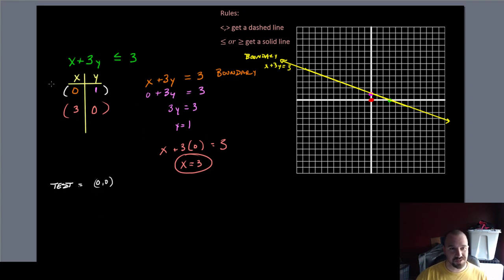All right, so here we go. Let's test it out, see what happens. So I'm going to take my inequality. This is my original inequality. I'm going to go ahead and put in 0, 0 for x and y. All right, so notice that it's not going to be on the line.